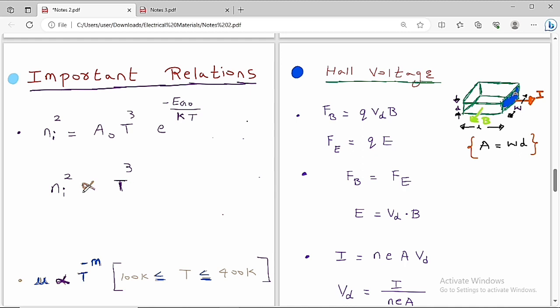So as you can see clearly here, this is the relation. It is not a linear relationship, it is a non-linear relationship. But even though, as temperature increases, n_i is increasing, as you can see clearly here.